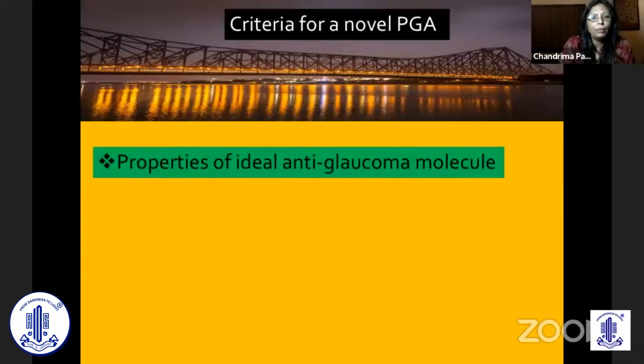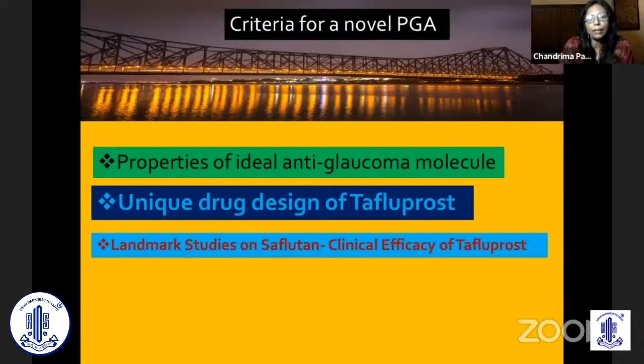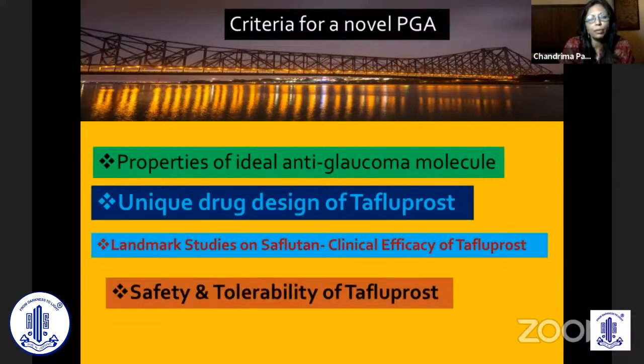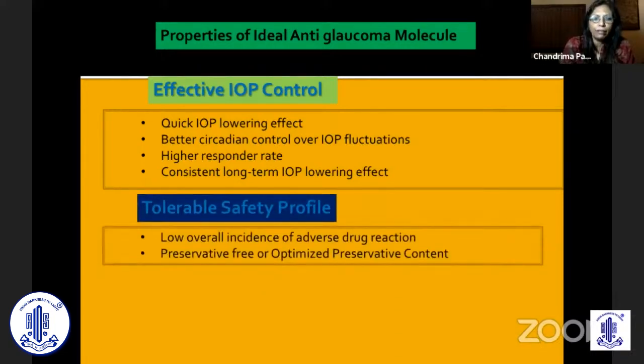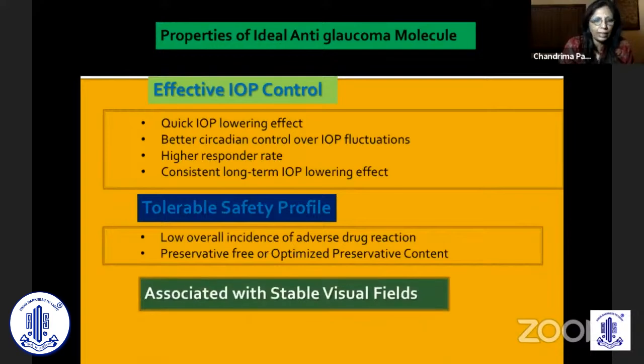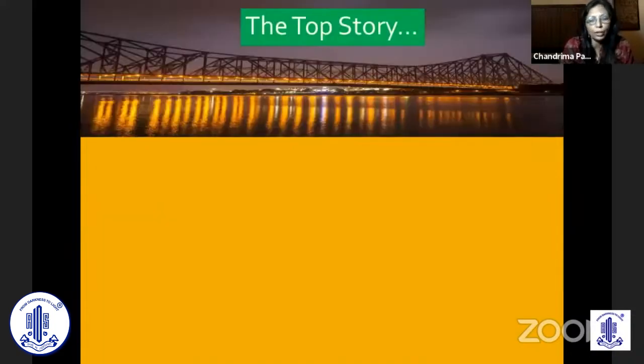So, the criteria of a novel PGA: the properties of the ideal anti-glaucoma molecule that we look for, the unique drug design of tafluprost, the landmark studies on tafluprost, clinical efficacy of tafluprost, and safety and tolerability, which is very important. We did find it has effective IOP control, quick IOP lowering effect, better circadian control over IOP fluctuations, higher responder rate, and consistent long-term IOP lowering effect. It has a tolerable and safe profile, with a low overall incidence of adverse drug reactions, preservative-free or optimized preservative content. We now do have the preservative-free version of it, and it is associated with stable visual fields and improves ocular microcirculation. I'm still to actually see that.